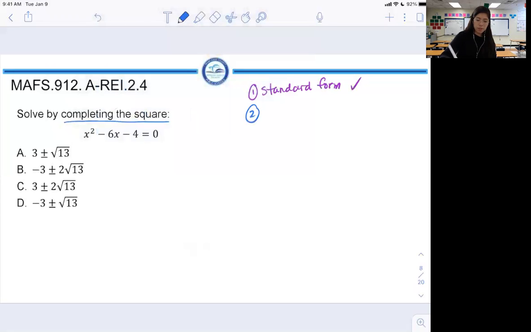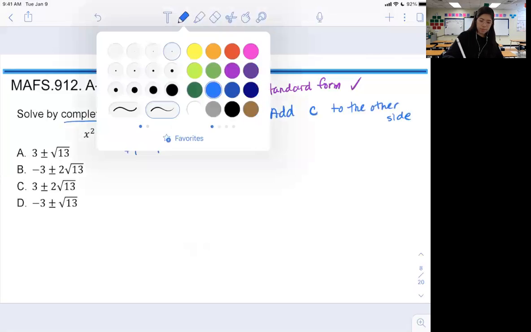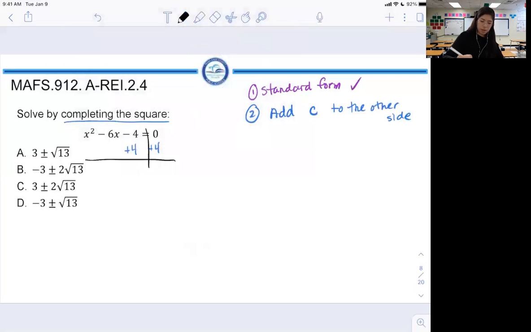Step two is you're going to add C to the other side, or move it to the other side. This one is tricky for sure. I know, this one's hard, so that's why we've got to practice it. So we're going to add C. In this case, what is my C? Yes, -4. Good. So we're going to add it to move it to the other side. This leaves me with x squared minus 6x, and I'm going to leave a little bit of space, equals 4.